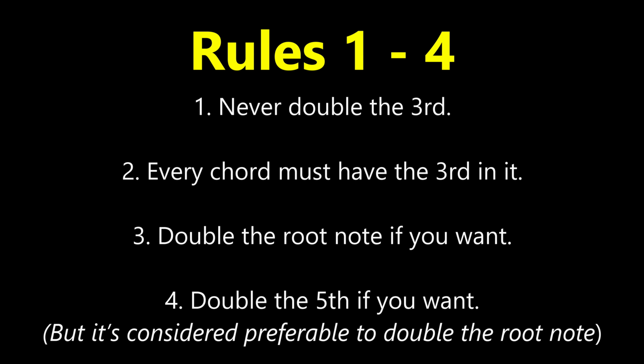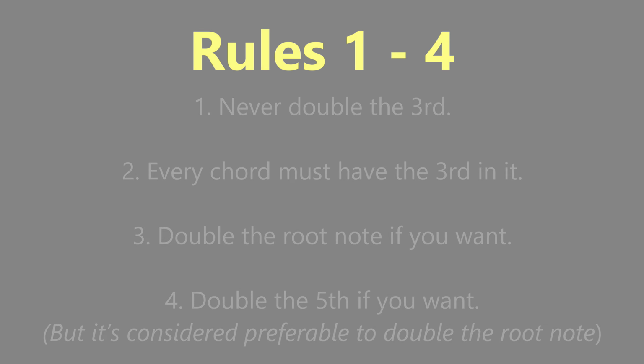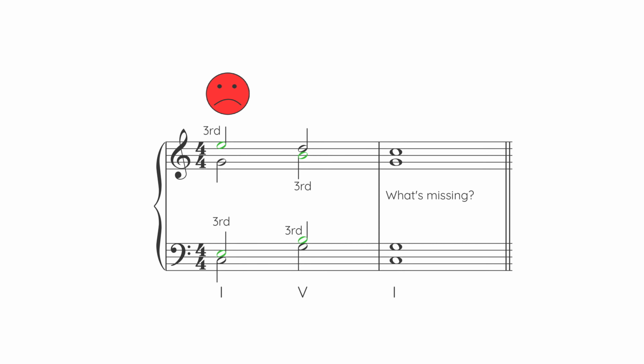Here are the rules. Number 1, never double the third. It only ever appears once in a chord. Number 2, every chord must have the third in it. Rule number 3, if you do need to double notes within a chord, double the root note, that's great. You can double the fifth as well, but it's considered preferable to double the root note. And here's an example to explain those 2 rules.